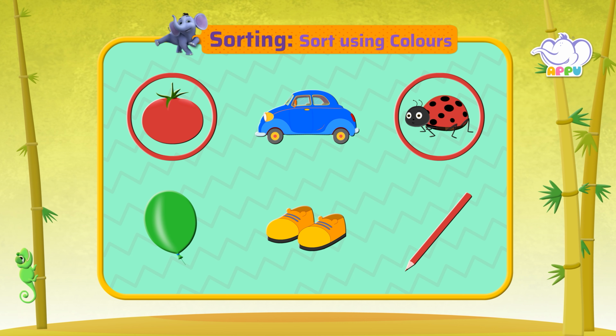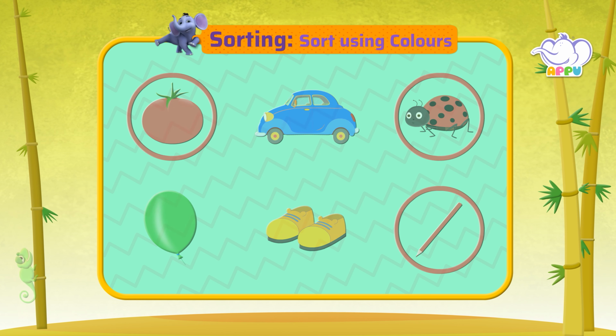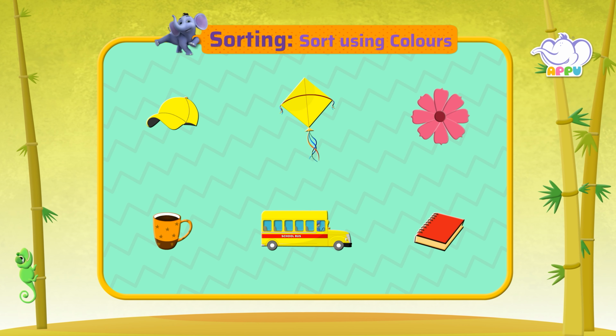This is a pencil. It is red in color. Mark it with a circle. Sort out all the yellows. Circle the yellow objects.